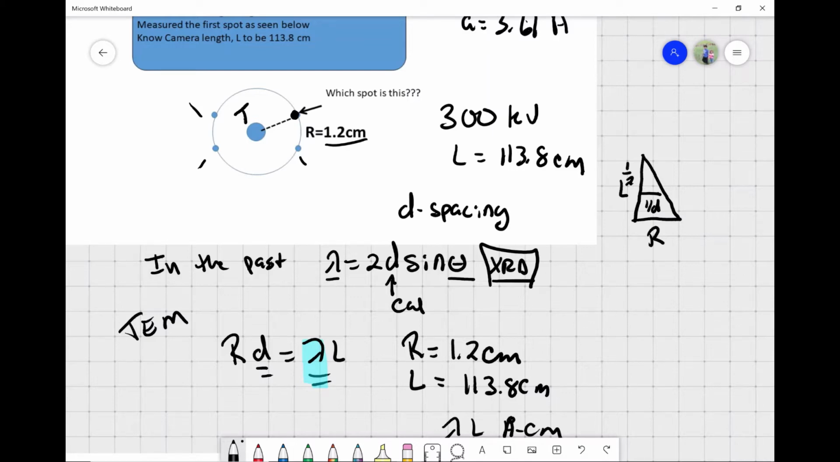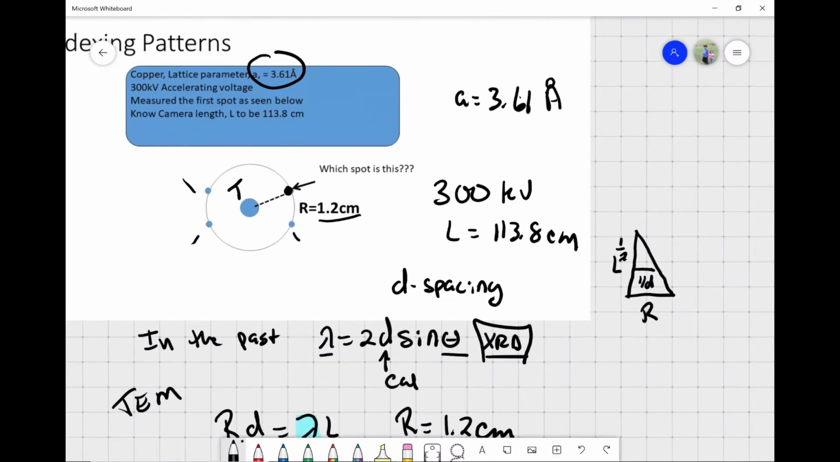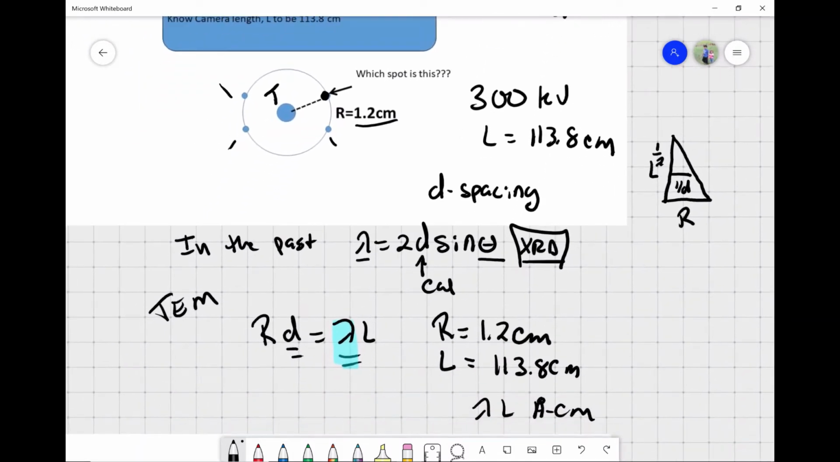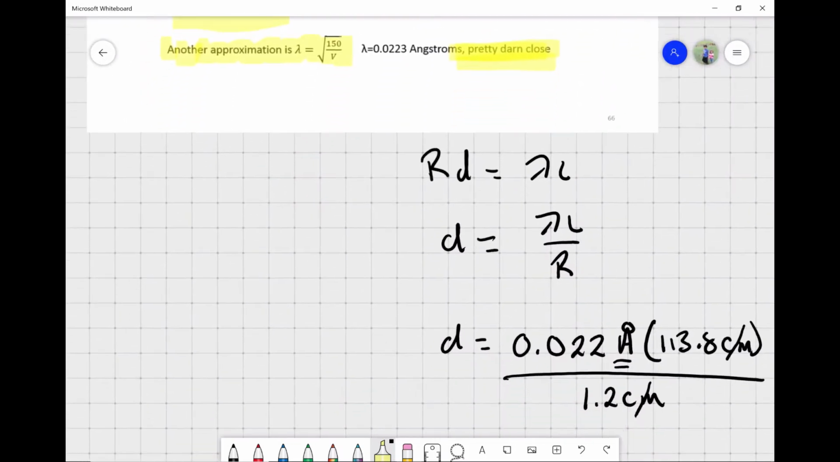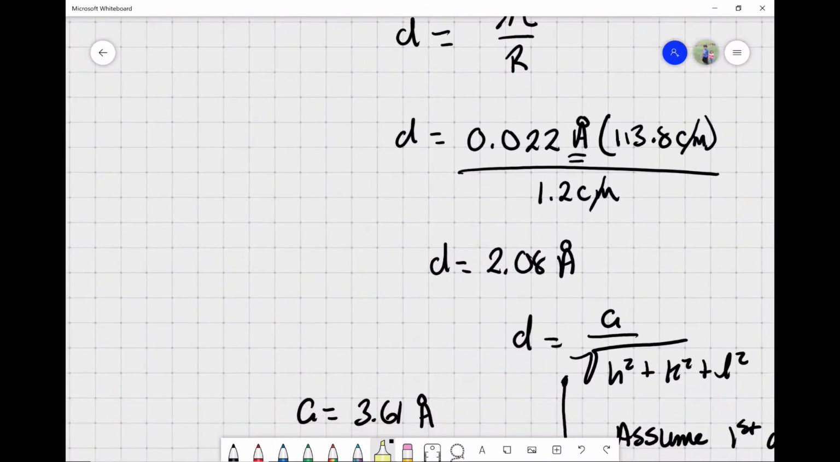Okay, and so we can get RD equals lambda L for our camera constant equation. And we can use that as a starting point to start indexing diffraction patterns using this procedure we've just taken a look at. And if you have any questions, always feel free to ask.